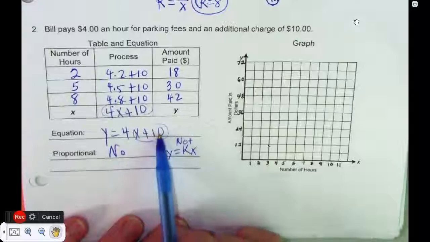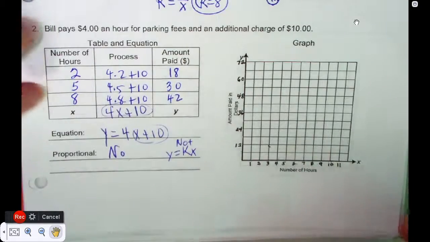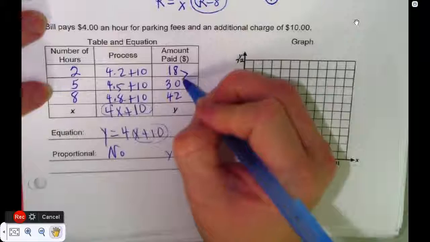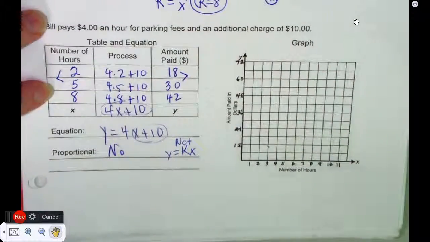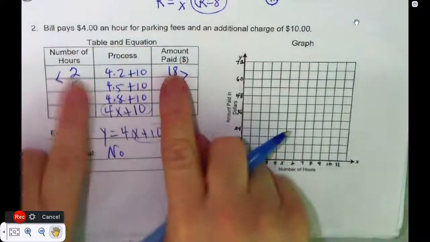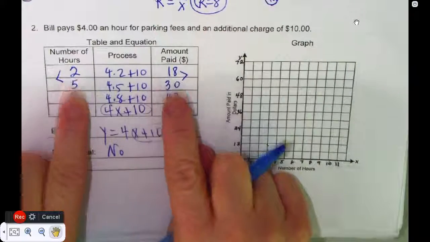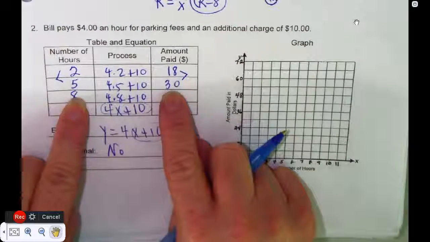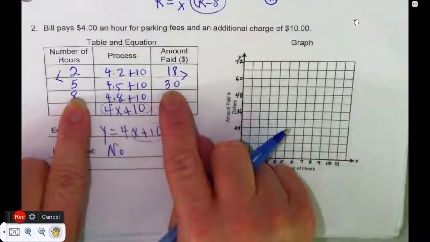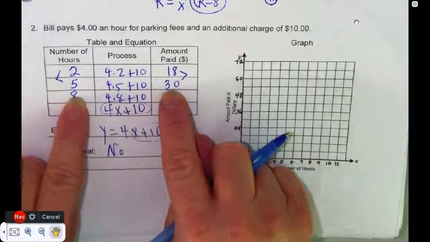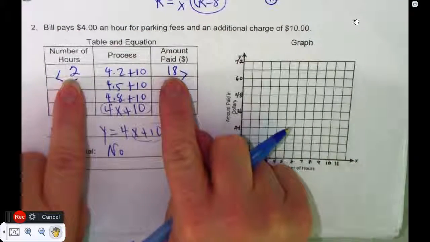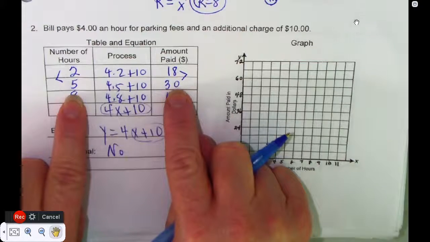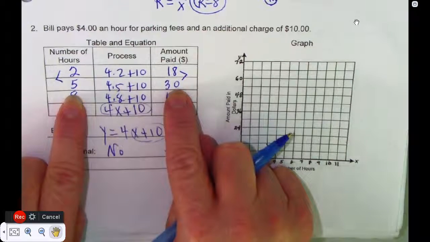Right there, plus 10. I want to come up here before we graph it and do the rate of change. Oh, wait. Before we do that, go divide 18 by 2. 9. 30 by 5. 30 divided by 5, 6. Y'all worrying me, people. 18 divided by 2 is 9. 30 divided by 5 is 6. So it's not got a constant of proportionality. There is not one because it's not proportional.